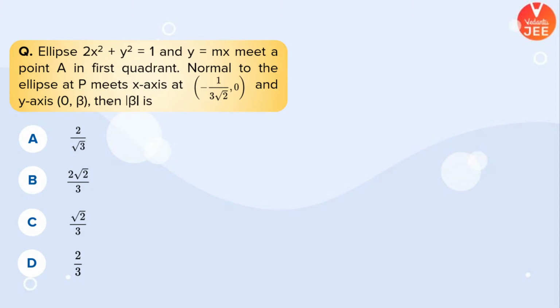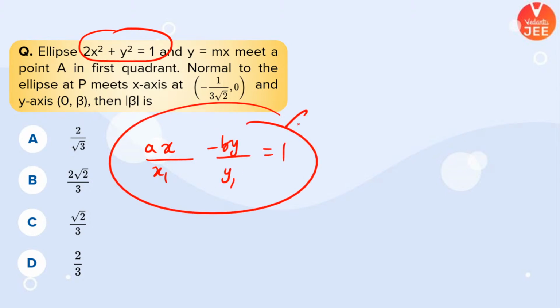Now, I hope that you guys know how to find out the equation of a normal to an ellipse. If you don't know, then remember it, guys. It is nothing but ax/x1 minus by/y1 equal to a² minus b², right? You should remember this normal equation. It is a very important thing because questions will come directly based on this.